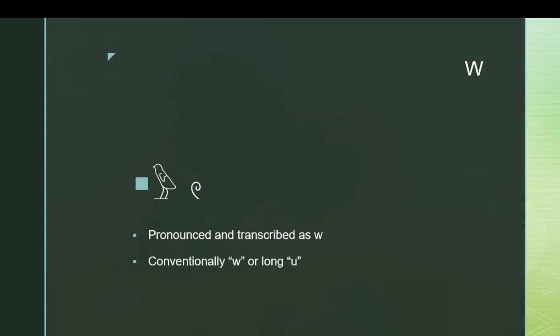And then we have W, which also has two representations. One of them is a quail chick, which you'll find quite easy to recognize by the rounded body shape and the little wing. And the other is kind of a curlicue, which you'll usually see at the end of words when the W is used to mark a plural. It is both pronounced and transcribed as W. It's usually treated as either a W or as a long oo sound.